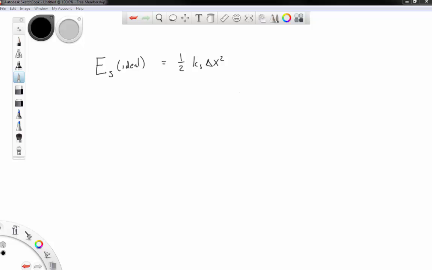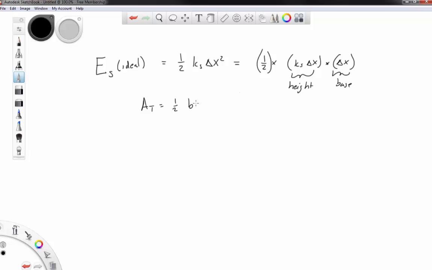That doesn't look very much like a triangle energy, but we can rearrange this a little bit, right? This could be rearranged to be 1/2 times ks delta x times delta x. If we rearrange it in that way, then it's starting to look a little more like a triangle. Specifically, here is your base, here is your height, and then this is the 1/2. Area for a triangle is 1/2 base times height.